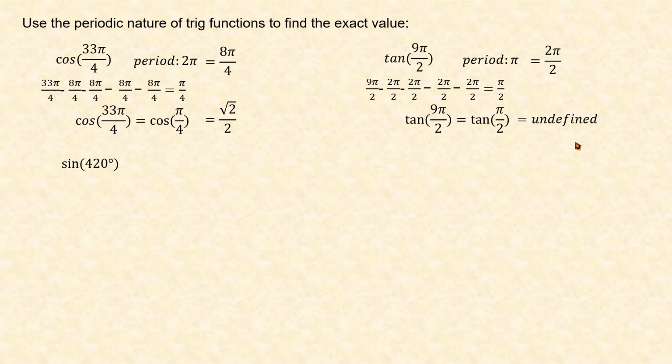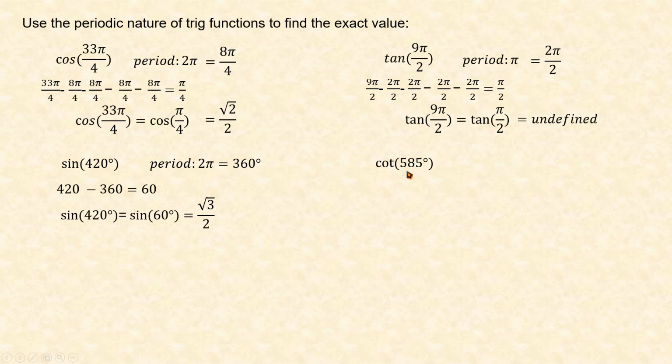Now, if they give you something like a degree like this, same thing. The period is 2 pi, and convert that to degrees, because this one is in degrees. So 2 pi is 360, and you subtract 360 and you get 60. So sine of 420 is equal to sine of 60, which is radical 3 over 2.